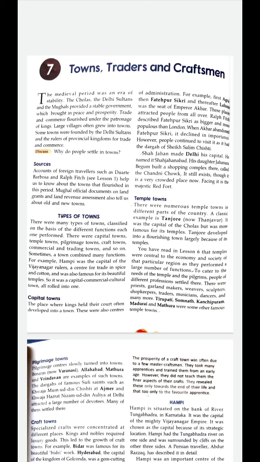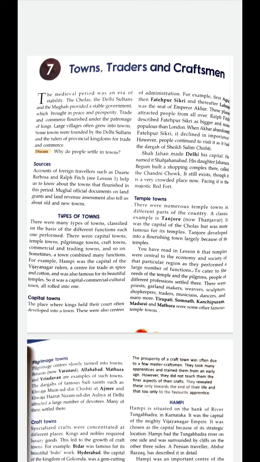Okay, so first we will start with the capital town. That is, the capital town was the place where the king used to hold his court and all the administrative work was carried out in those towns. Clear? For example, we have Agra, Fatehpur Sikri, Lahore.